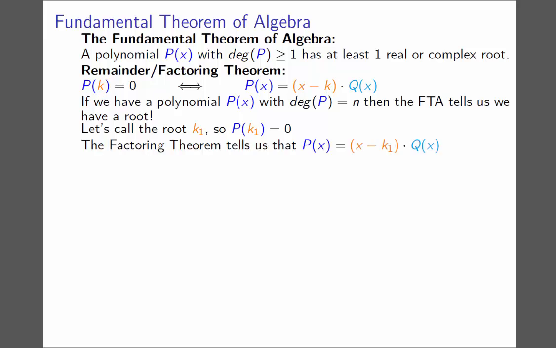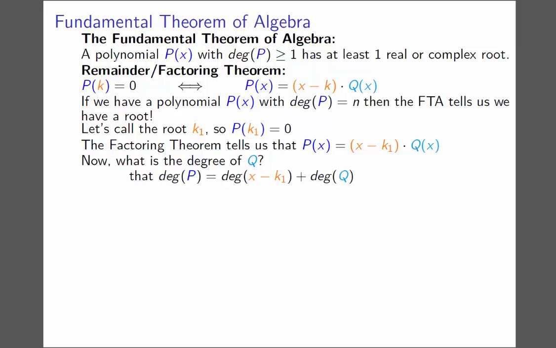Now the factoring theorem tells us that p of x equals x minus k1 times some other polynomial q of x. And what's the degree of q of x? Well, we saw that the degree of p has to be the degree of x minus k1, which is 1, plus the degree of q. So since the degree of p is n, and the degree of x minus k1 is 1, we get that the degree of q must be n minus 1.